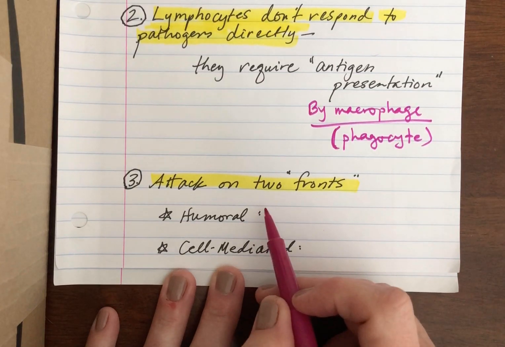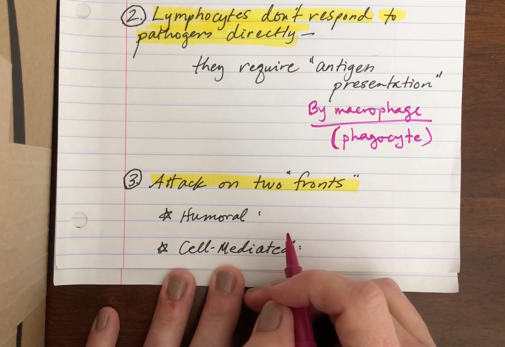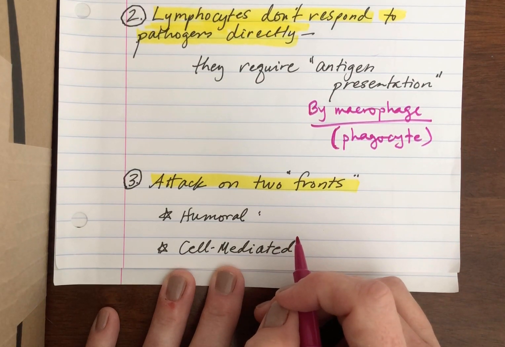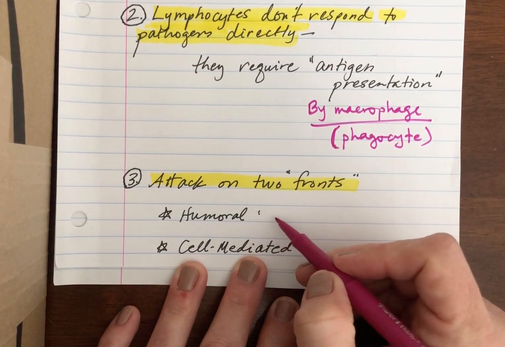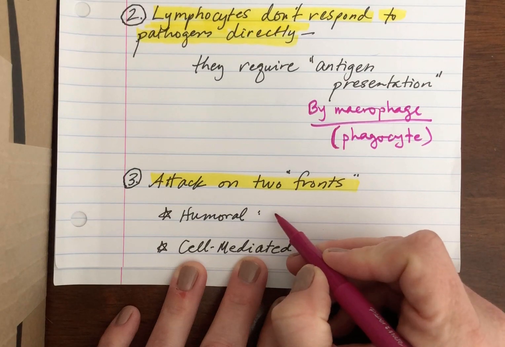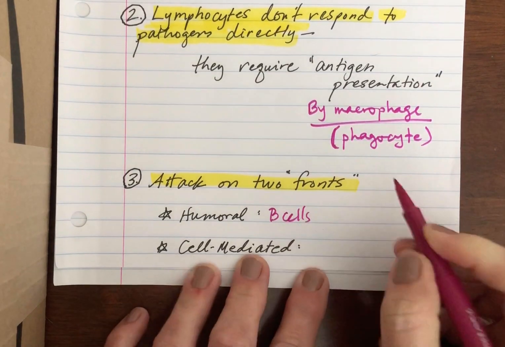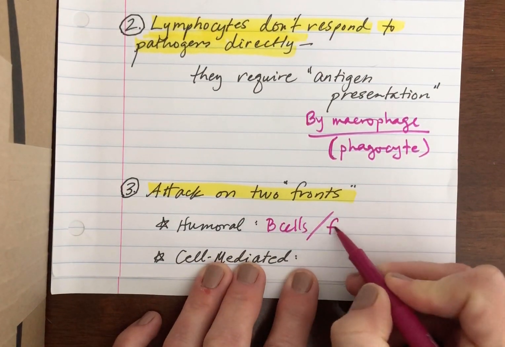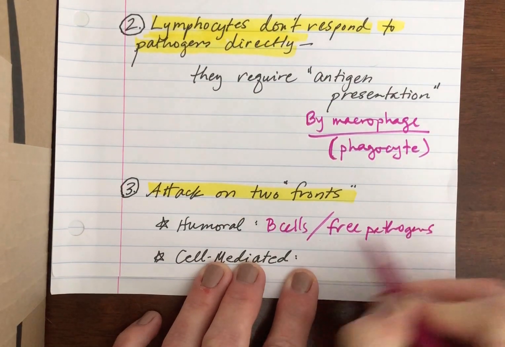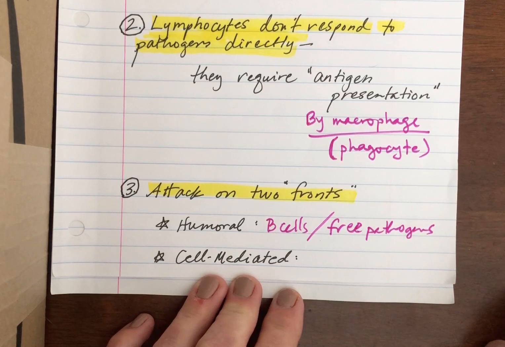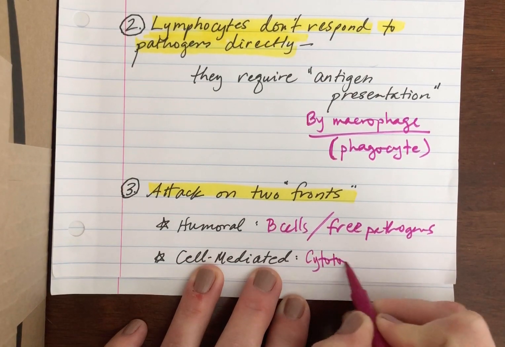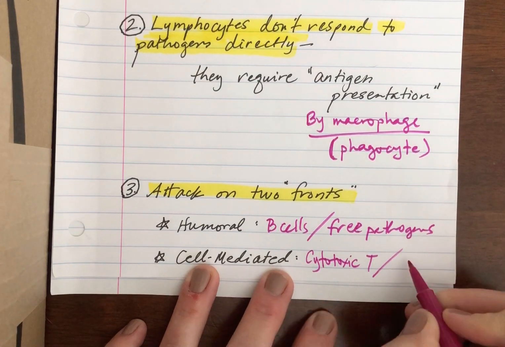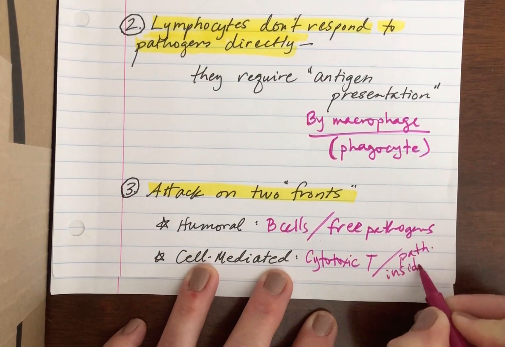Third main idea is this is going to be an attack on two fronts, meaning there's two main strategies that the adaptive immune response utilizes. And it's because the pathogens exist in two locations. So the humoral response we're going to talk about tomorrow, not today, but this is run by B cells. And this is an attack on free pathogens, as in pathogens floating around in your blood, your saliva, in your intestines, pathogens that are in bodily fluids. And then the cell-mediated response, which is what I'm going to talk about today, is run by cytotoxic T cells. And this is going to be pathogens, and I'm going to abbreviate here, inside your body cells.